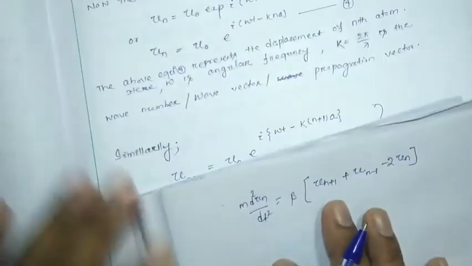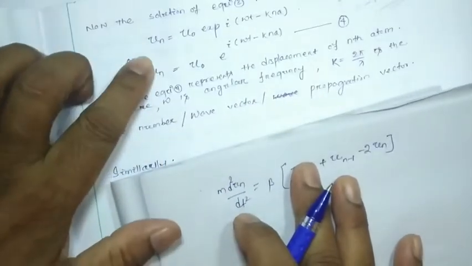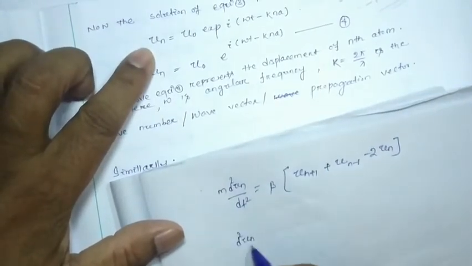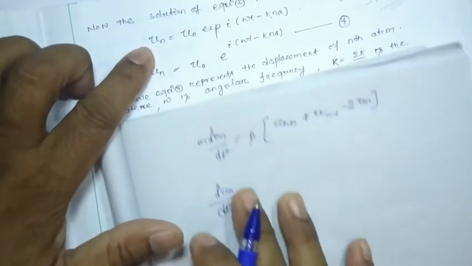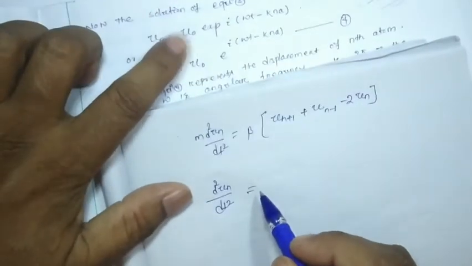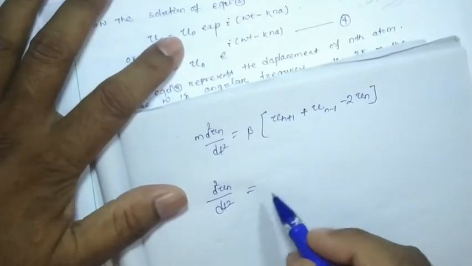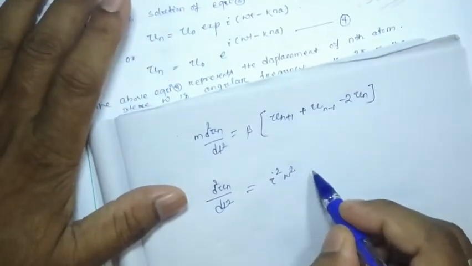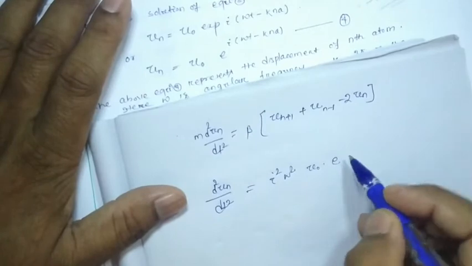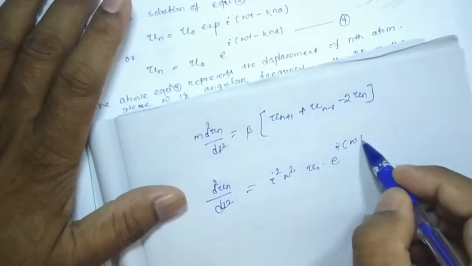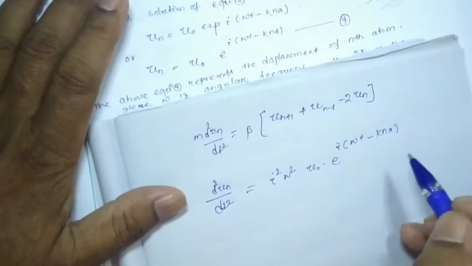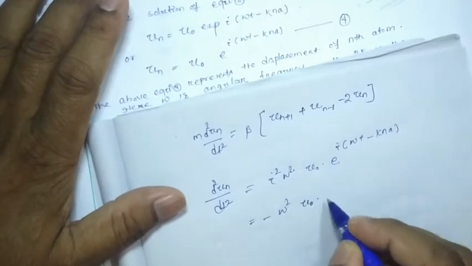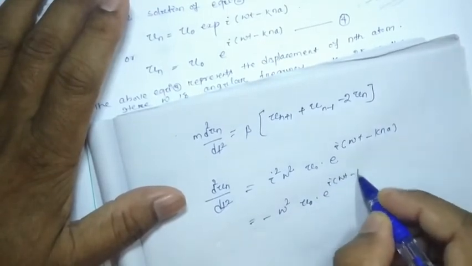So here un is how much? This one. And its double derivative, d square un by dt square, will be equal to, you just watch here, how much it will be? It will be i square omega square u0 into e to the power i omega t minus kna. Or it will be minus omega square u0 into e to the power i omega t minus kna.